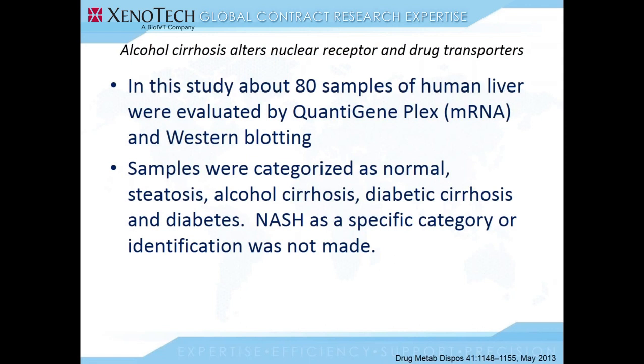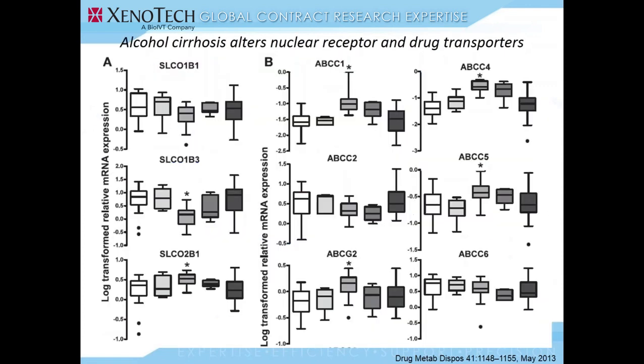In this study, about 80 samples of human livers were evaluated by QuantiGene Plex for mRNA levels, as well as by Western blotting. Samples in that study were categorized as normal, steatosis only, alcohol cirrhosis, diabetic cirrhosis, and diabetes. NASH as a specific category was not identified. And diabetic cirrhosis is alcoholic cirrhosis with the presence of diabetes. This study was conducted, as I mentioned, in frozen liver, and the mRNAs and proteins were evaluated by Western blots.